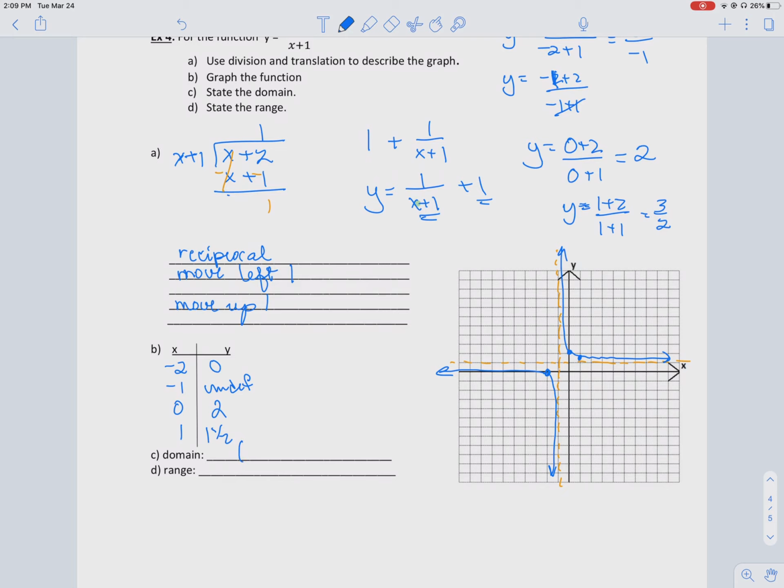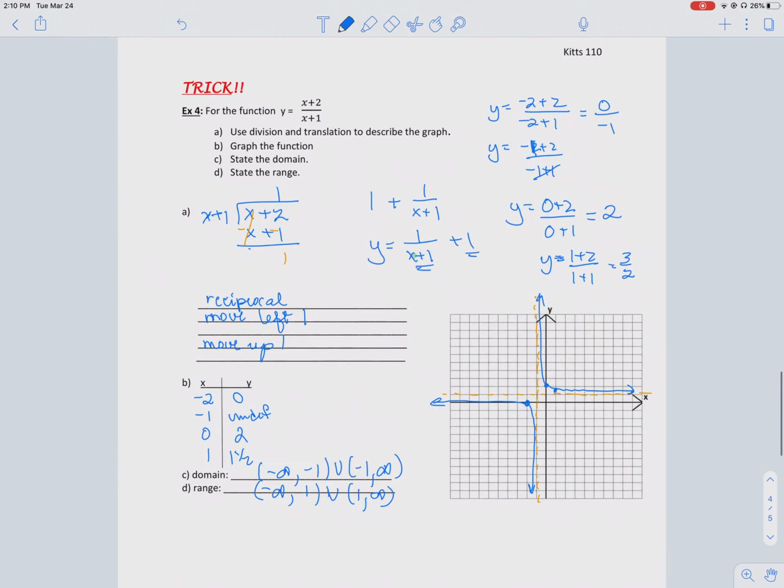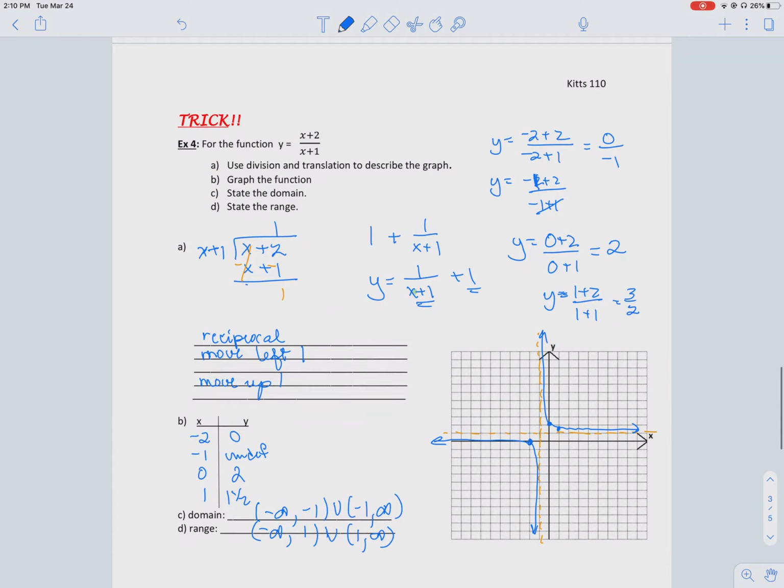So my domain is going to go from -infinity to what? Where I've got my vertical asymptote, right? To -1. And then from -1 to infinity. And then my range is going to go from -infinity to, that's supposed to be infinity, not an 8. -infinity to my horizontal asymptote, which is 1. And then 1 to infinity. And you can connect them with a U or semicolon if you would like. So that's sort of messy, but that's what your graph should look like. So you should be able to do all of your homework in section 5.1.